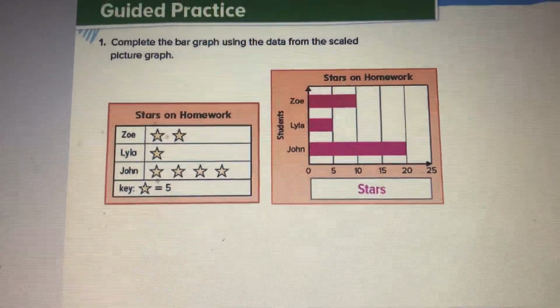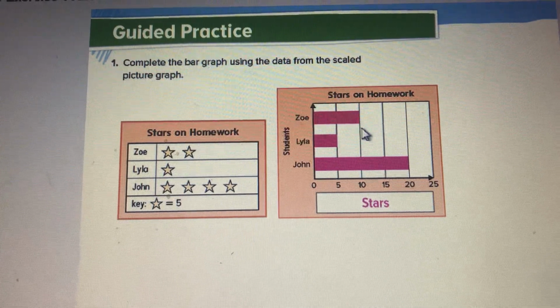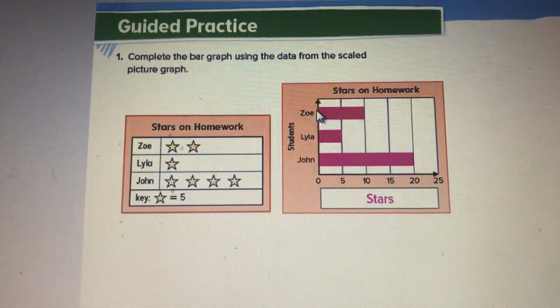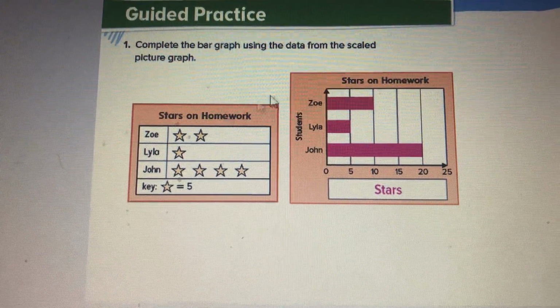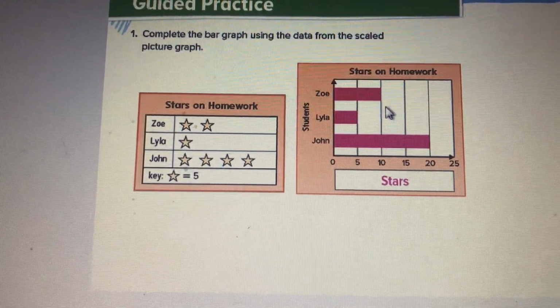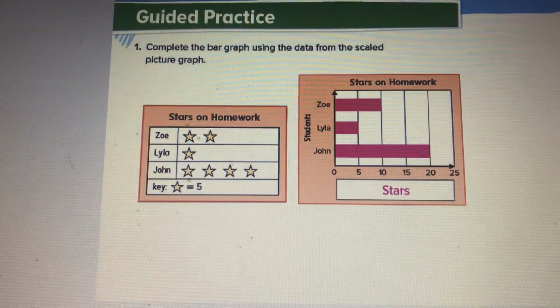So this is a horizontal bar graph, okay? They just took the information from Zoe. Each one of these is 5, so 5 and 5 is 10. Drew it over to the 10. Okay, just make sure you did those bars correctly.